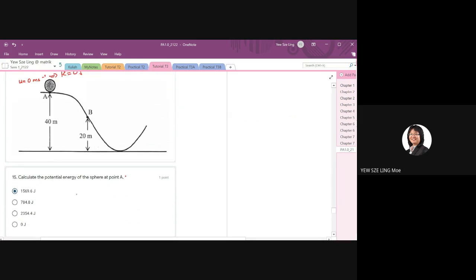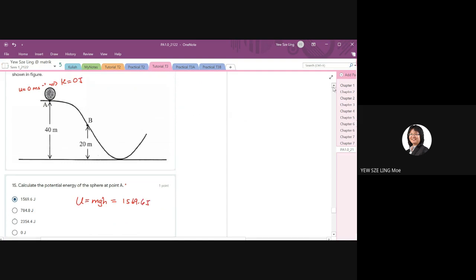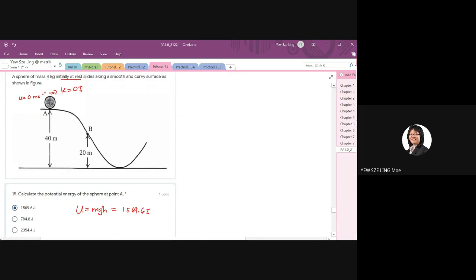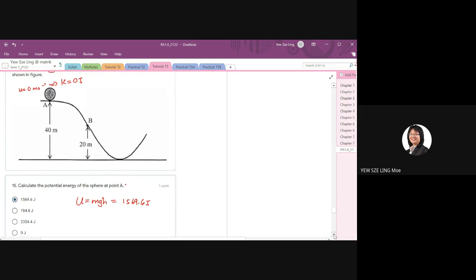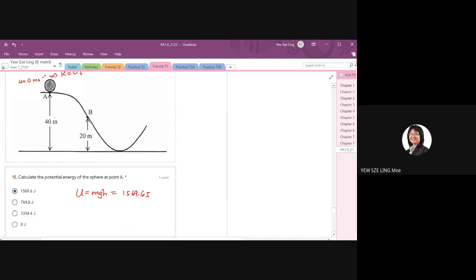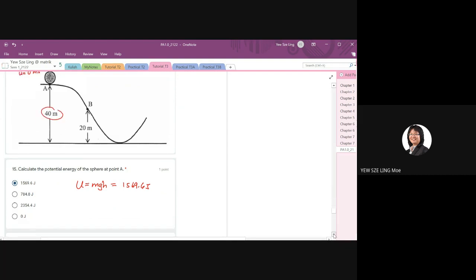Well, potential energy is just U equals mgh. So straight away plug in the values, then you will obtain 1569.6 joule. So this is a very simple question. The mass is 4 kg, given. G is 9.81, and then you have a height given, 40 meter. So straight away you can obtain the gravitational potential energy.